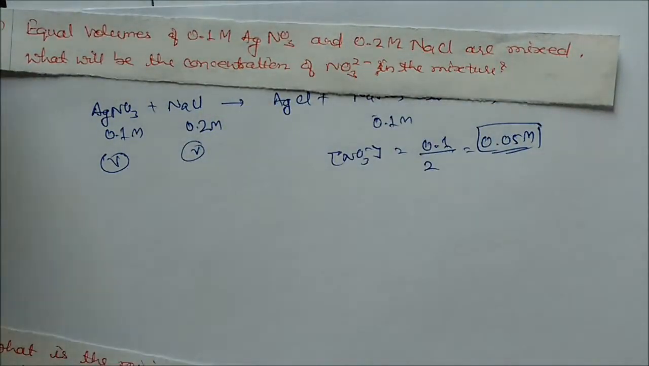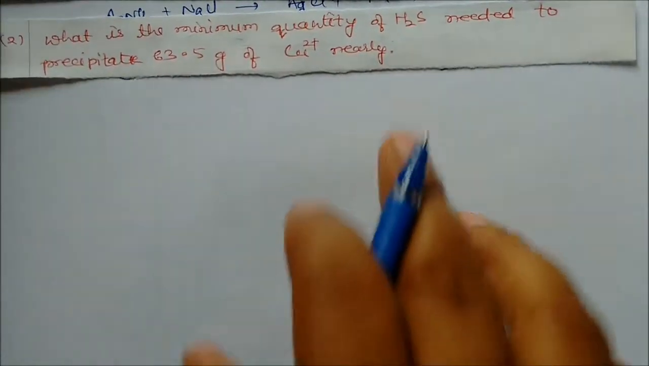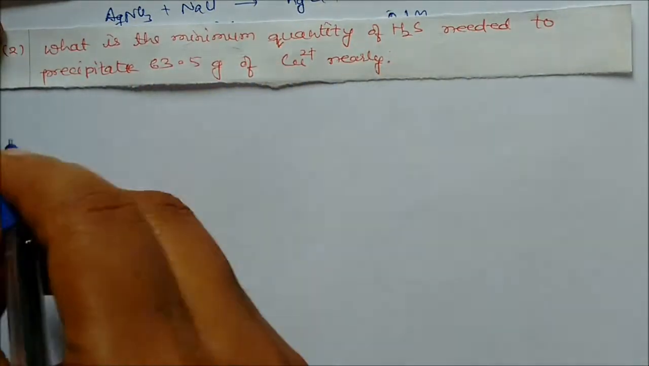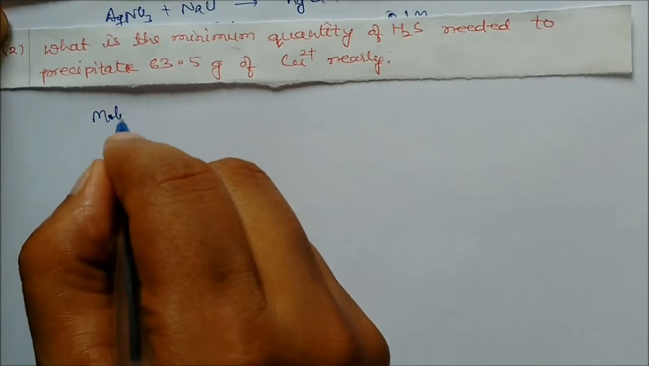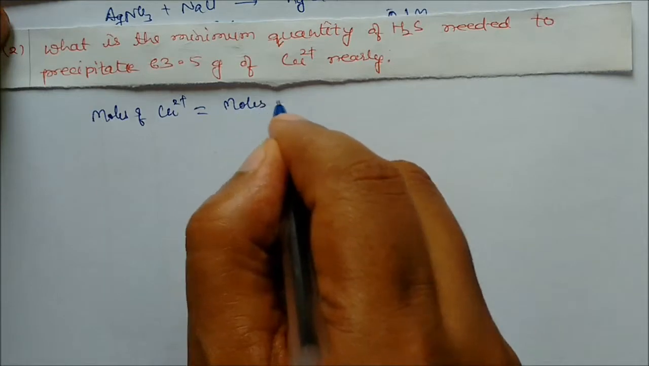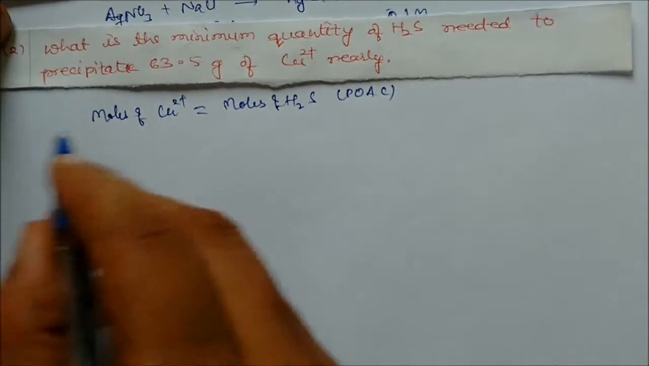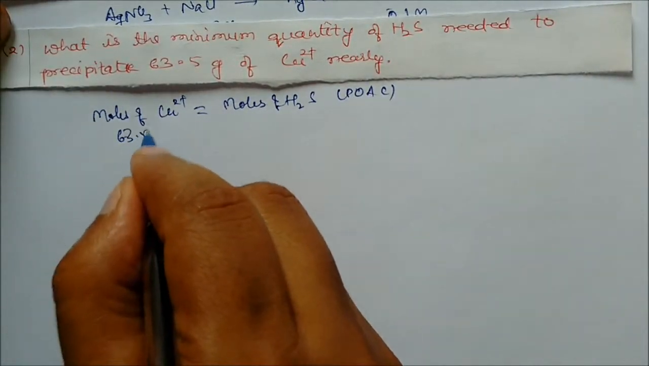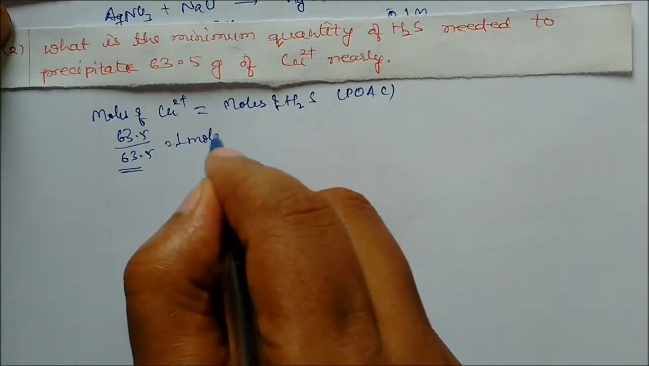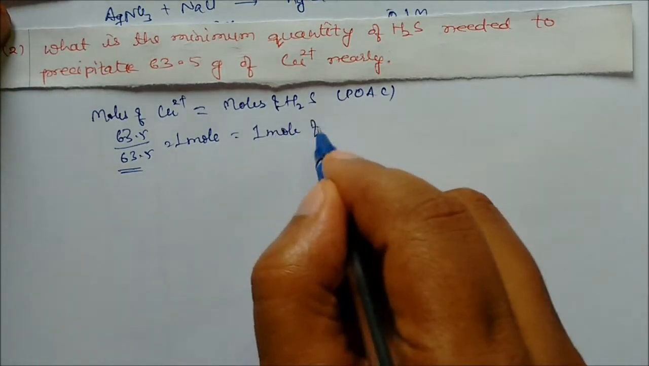Next problem. What is the minimum quantity of H2S needed to precipitate 63.5 gram of cupric ion? So here we will see moles of Cu2+ is equal to moles of H2S. So this equation is based on the principle of atomic conservation. Okay, so 63.5 gram, if you divide it by the molar mass of copper, we will get here 1 mole. So 1 mole of cupric ion requires the same, 1 mole of H2S.